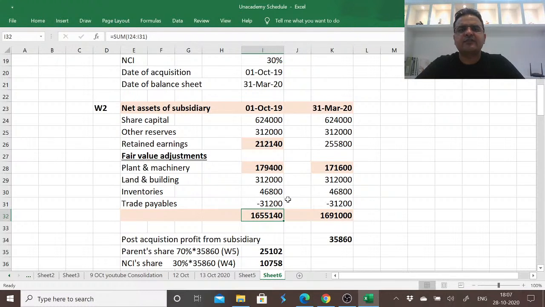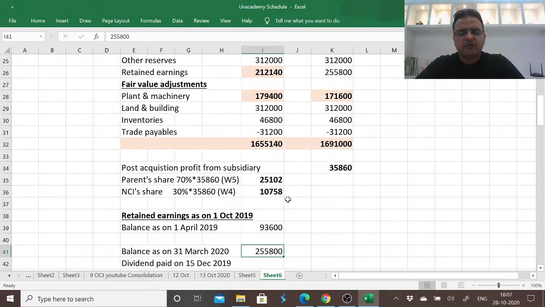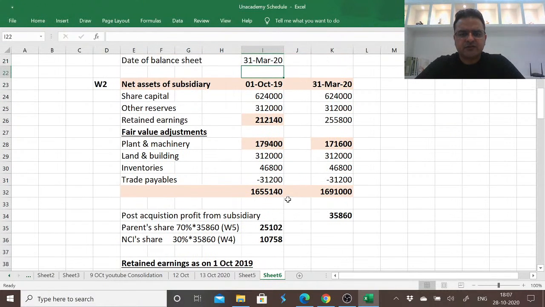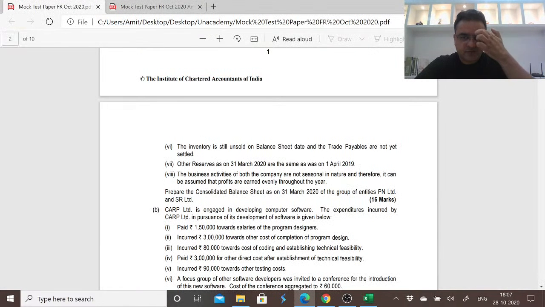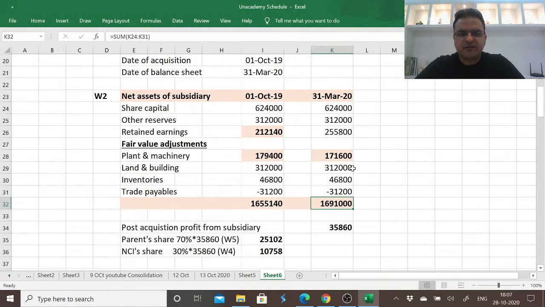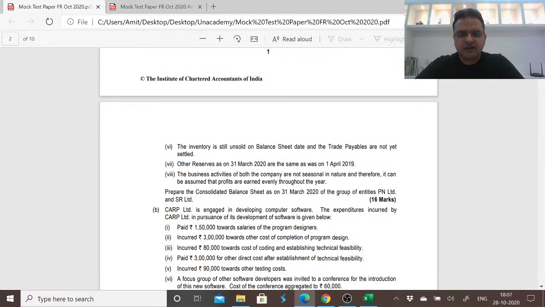So we got to know the net assets of subsidiary on date of acquisition, net assets of subsidiary on the date of balance sheet. So when we compare the net assets on the date of acquisition, date of balance sheet, if you look at any other note, other reserves as on 31st March 20 are the same as was on 1st April 2019. For this line is the reason we included the other reserves amount also same on date of acquisition and date of balance sheet.